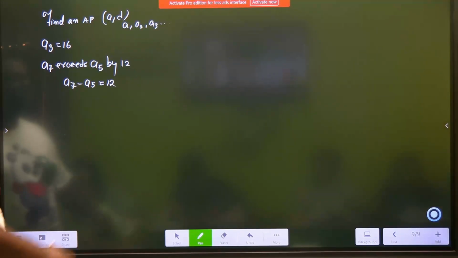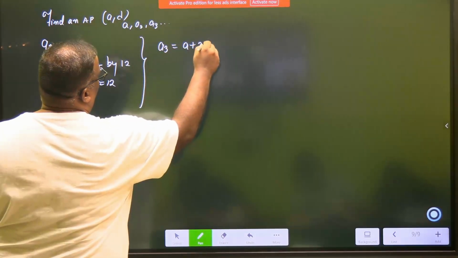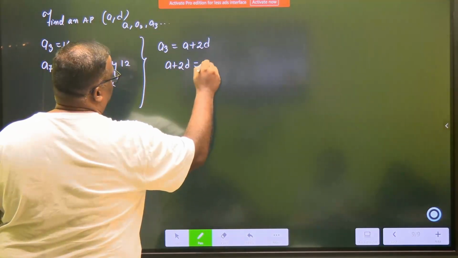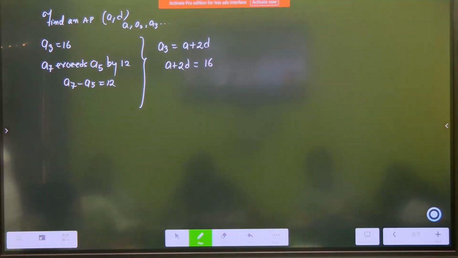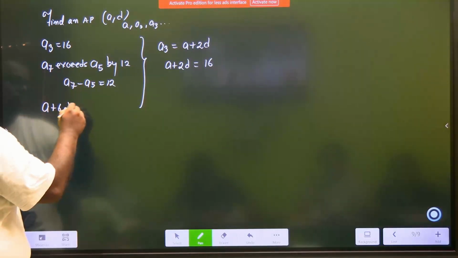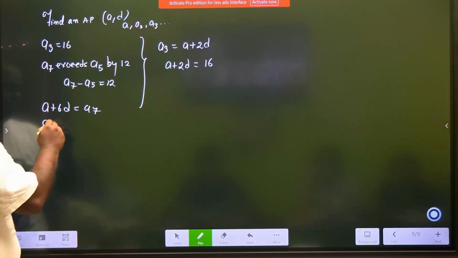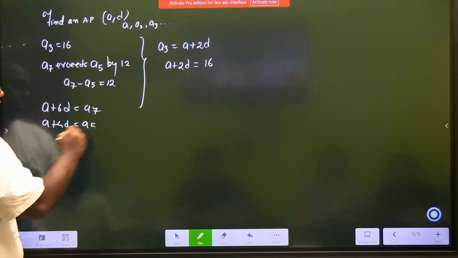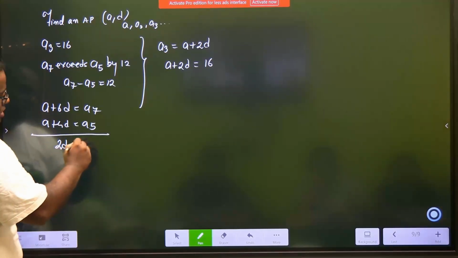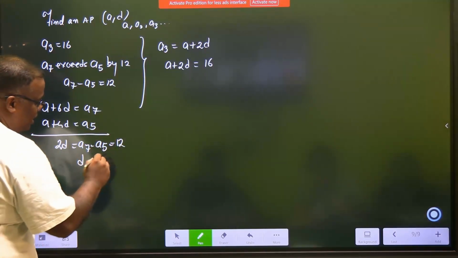So let's go by our gadha majuri style. A3 should be equal to A plus 2D, so you can write A plus 2D is equal to 16. Got it? Children, come here. A plus 6D is equal to A7, do you agree? And A plus 4D is equal to A5. If I subtract both, I get 2D, which is equal to A7 minus A5, given as 12. So D is 6.